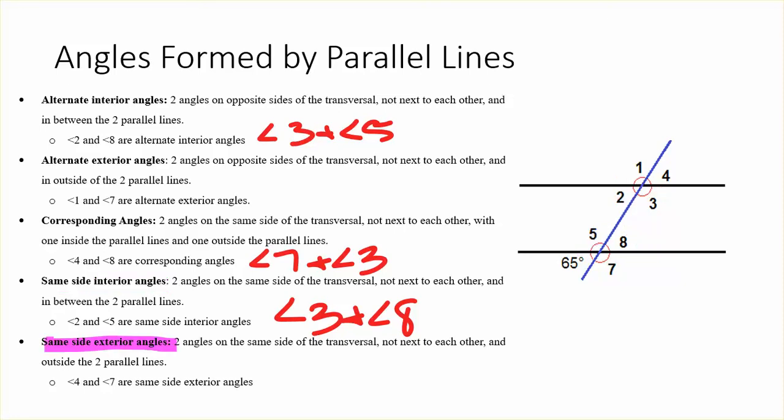Our final angle pair are same side exterior angles. These will be 2 angles that are both outside the lines. They'll be on the same side. So angle 4 and angle 7 are same side exterior angles. They're both on the right. They're both outside the parallel lines.